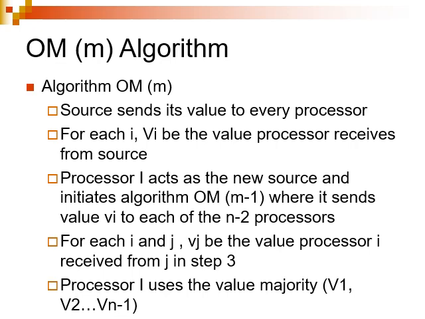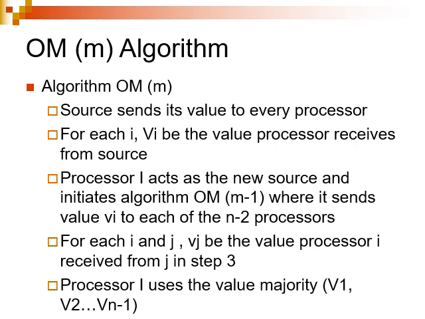This is based on the majority value algorithm. The value agreed upon by the majority of the nodes is the value the processor uses in this OM algorithm. M is the number of faulty nodes and n is the number of non-faulty nodes. So you can see the steps of this OM algorithm.